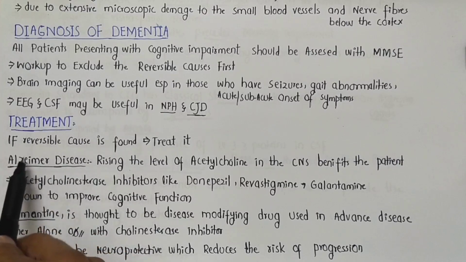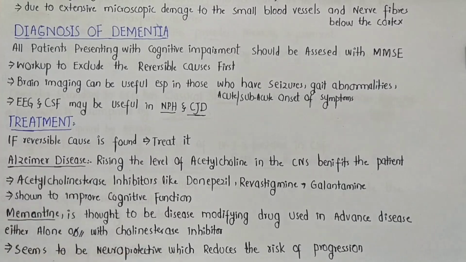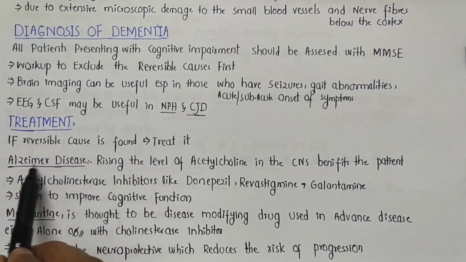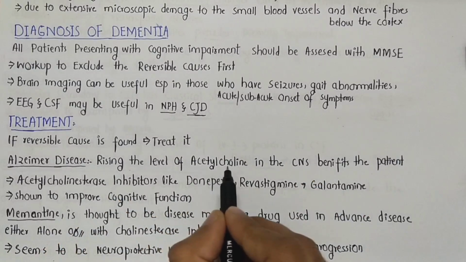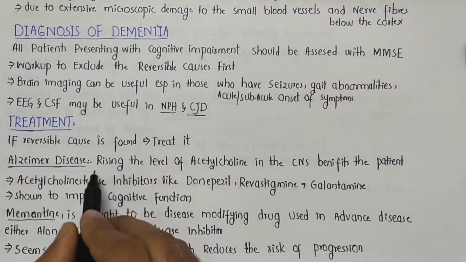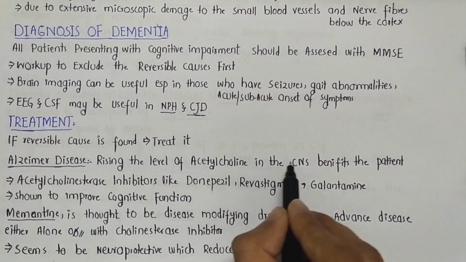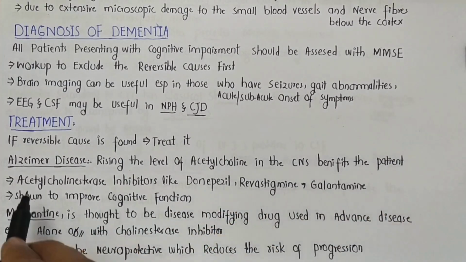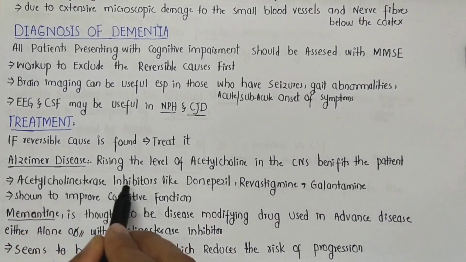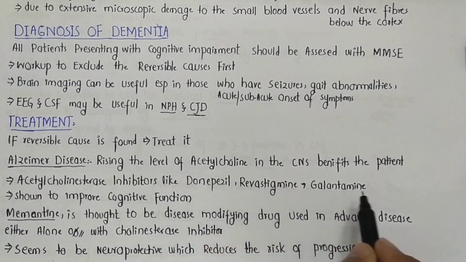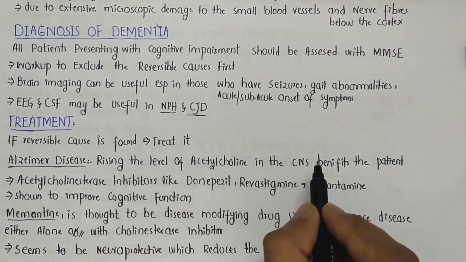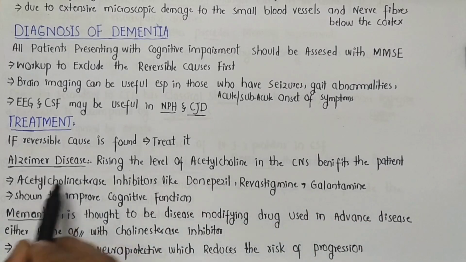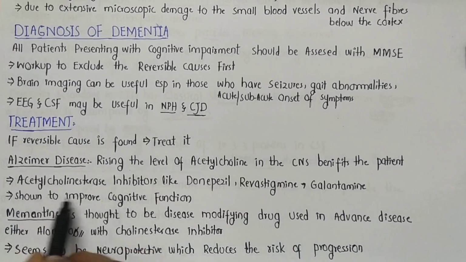Now, in the treatment section, the most important treatment is that of Alzheimer disease. So we will talk briefly about the treatment of Alzheimer disease in this section. You know, in the treatment of Alzheimer disease, acetylcholine has got importance, and it has been shown that raising the level of acetylcholine in the central nervous system benefits the patient. So we use different acetylcholinesterase inhibitors like donepezil, rivastigmine, galantamine, which actually raise the level of acetylcholine in the central nervous system. And these drugs have been shown to improve the cognitive functions.